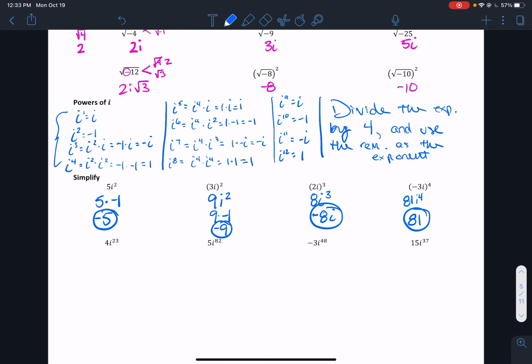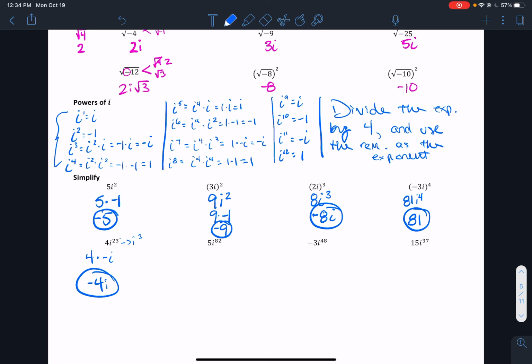All right. 4i to the 23rd. Well, this would be 4 times i to the 23rd, which is -i, because that is i to the 3rd, right? Divide 23 by 4, we don't really care that you get 5, and then you look at the remainder, that's 3, so it's on the 3rd step. So it's -4i.